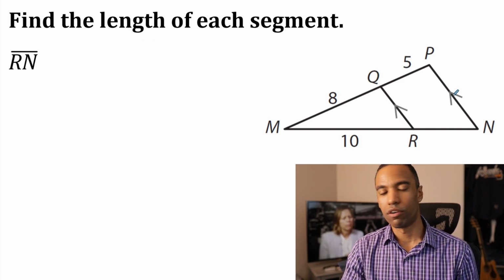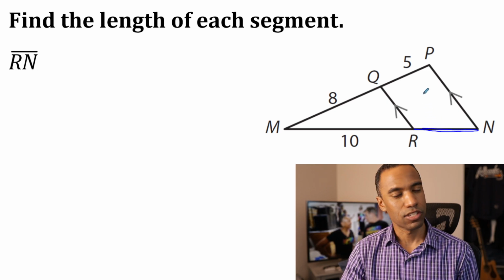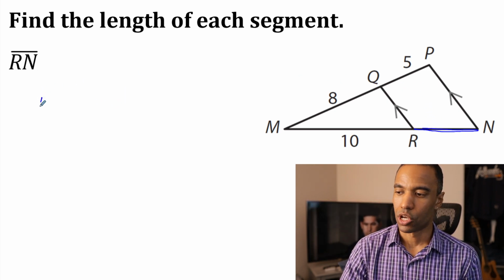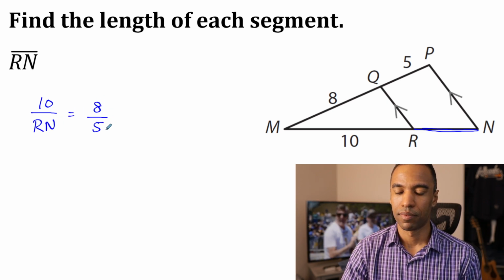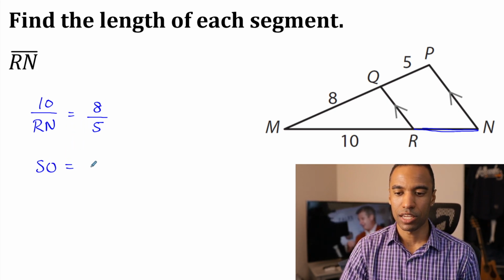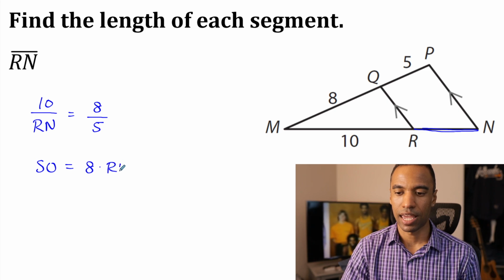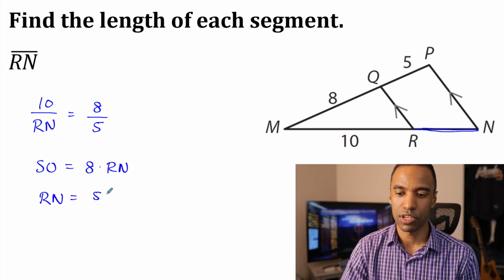All right, let's do one more of these. Let's find Rn here. Same setup, guys. I'm not tricking you here. So 10 over Rn, that's my A over B, the length of Rn, equals 8 over 5. Cross multiply, and we'll get 50 equals 8 times Rn, and divide both sides by 8. I'll get Rn equals 50 over 8.